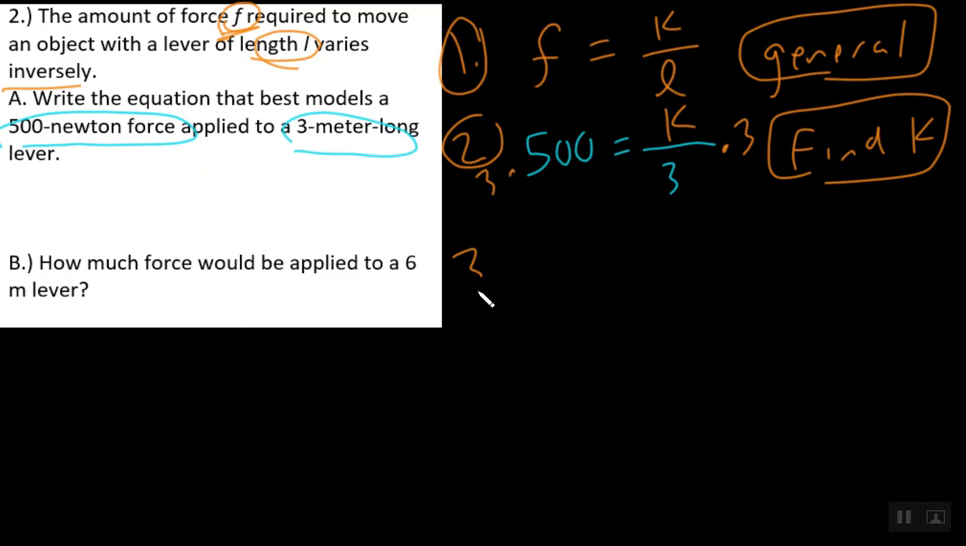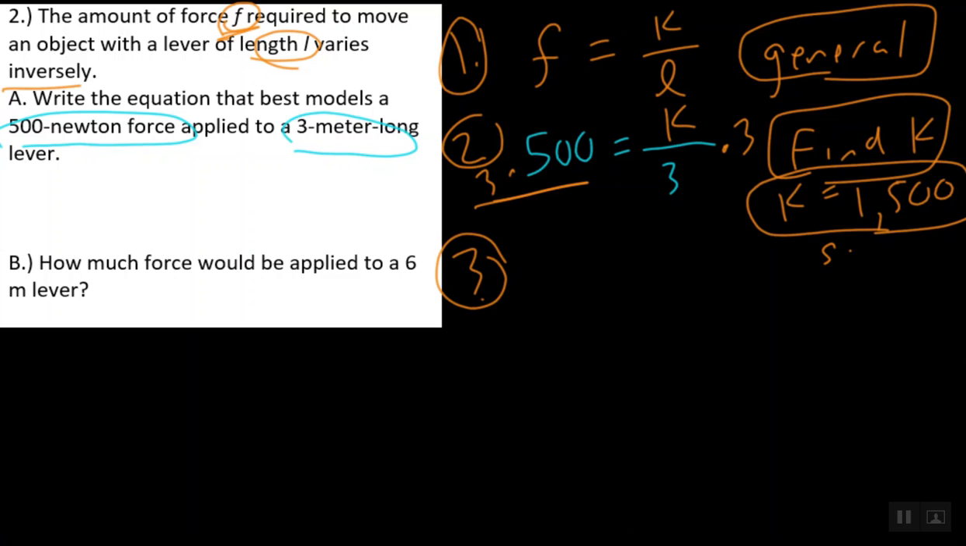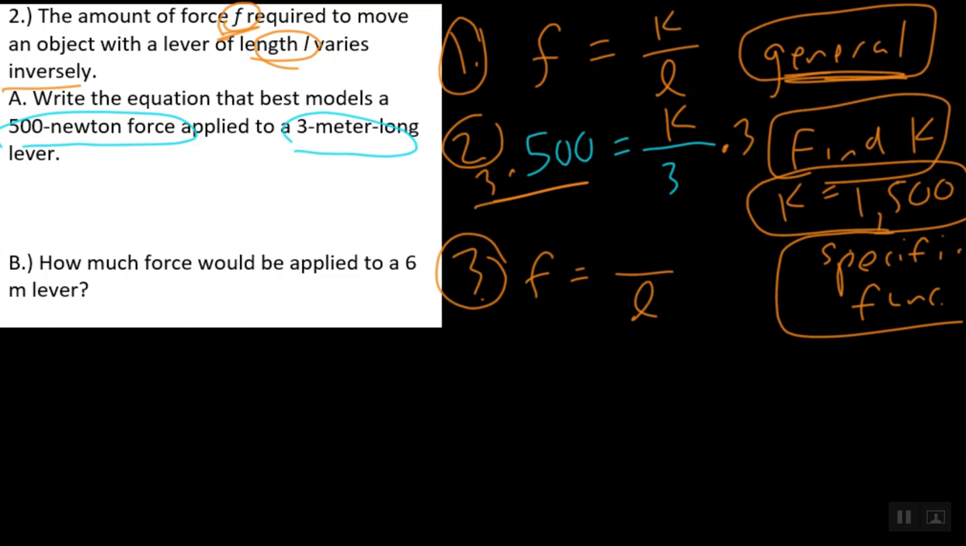Okay, and this brings us to step 3. Let's finish this first part. 3 times 500, we can say that k is equal to 3 times 500, which is 1,500. So there's our constant. Okay, so the next part is we want to write our specific function. And for our specific function, we go back to our general function here. F is equal to some value of k over L. But remember, we know what k is. k was 1,500.